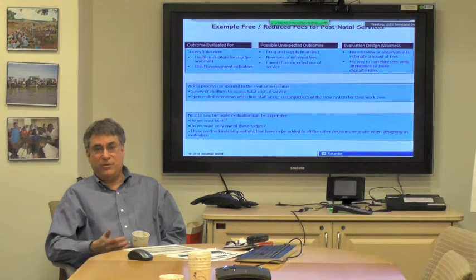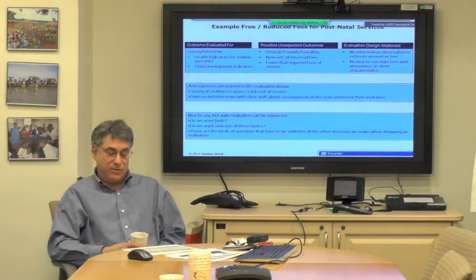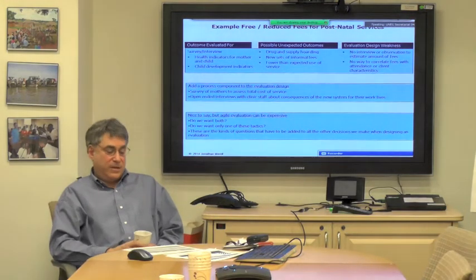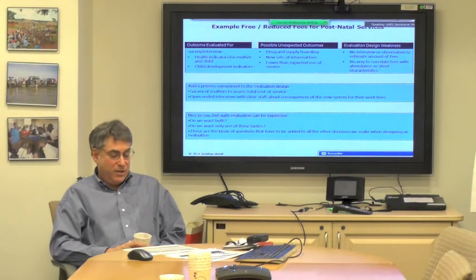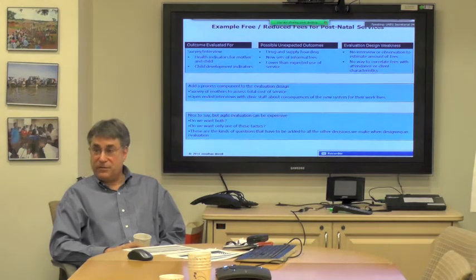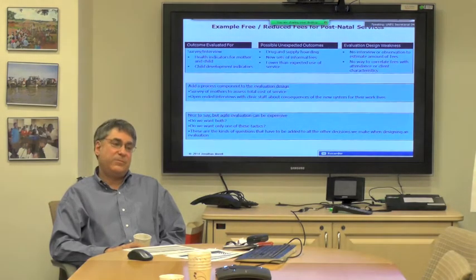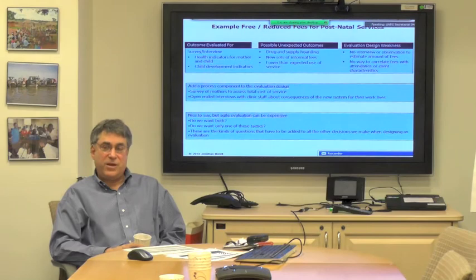What does that mean for reducing the cost of health care and so on? And you can't correlate fees with attendance or client characteristics because you never bothered to try, okay? So what could you do? Right now we're talking about kind of an agile evaluation. You could add a process component to the evaluation design, right? And you could say, we're going to survey mothers to assess the total cost of services. That's not an outcome issue, that's a process evaluation issue, right?